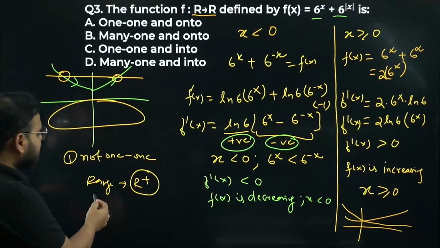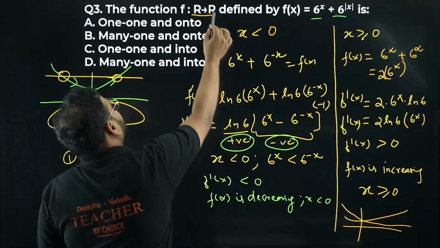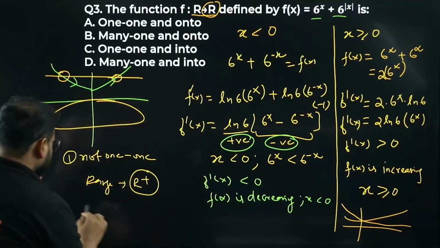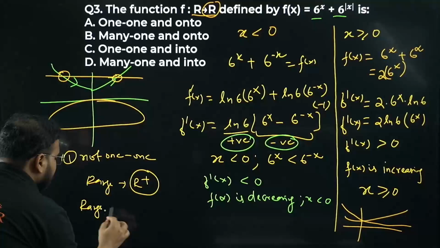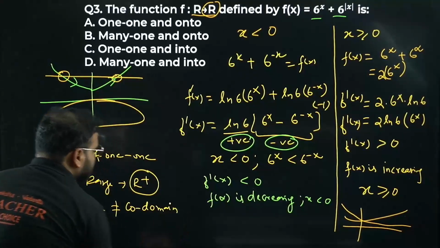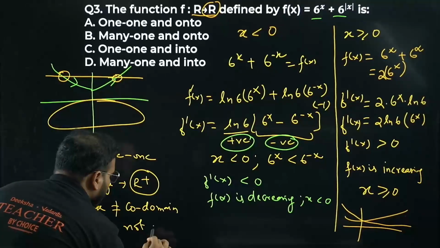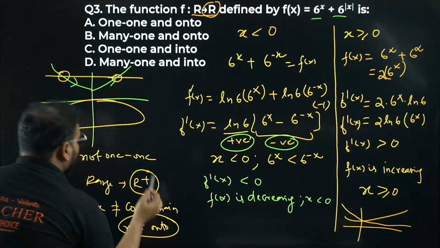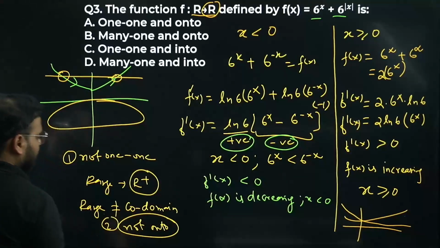It means range is not equal to codomain. What is the codomain? R. Codomain is R. It means range is not equal to codomain. What do I get? Not onto. So not 1-1, and not onto.